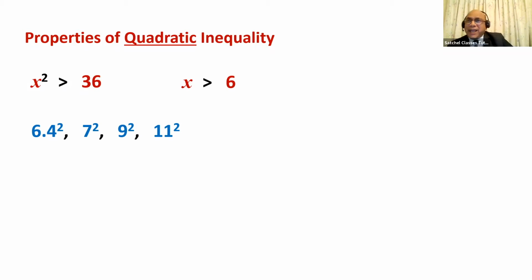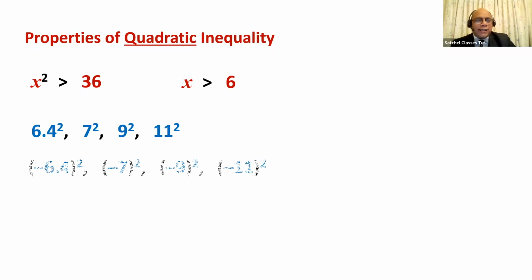But then there are some negative values which when squared give you a value greater than 36. We should not ignore them. For example, minus 6.4 squared, minus 7 squared, minus 9 squared, and minus 11 squared will always give a value which is greater than 36, right? And hence, on one side, x could be greater than 6. On the other side, x can also be less than minus 6. So the solution for this is x greater than 6 or x less than minus 6.